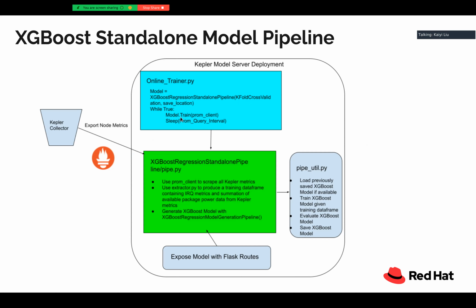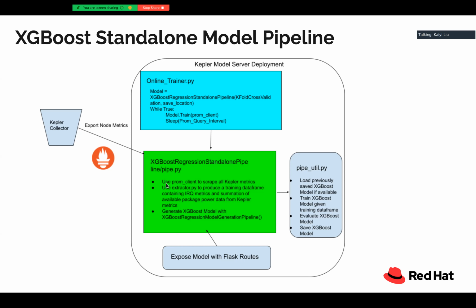You call the train method and pass it to the Prometheus client, so it can retrieve the metrics from Kepler's Prometheus. And then it'll sleep for a certain amount of time, and then it'll once again train and call the most recent or latest set of metrics that can be used for the training data frame. When you call train, that'll call the init function in the XGBoost regression standalone pipeline class, and that's present in the pipe.py.